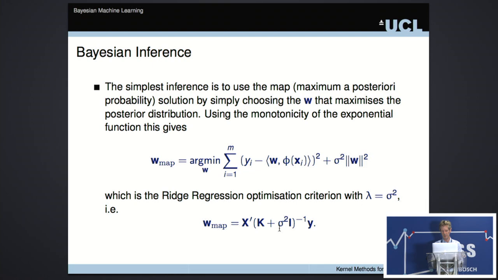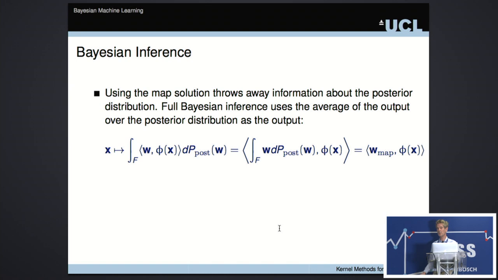However, Bayesian inference has a lot more to say than just that MAP solution. When we take the MAP solution, we're throwing away the information about the posterior distribution, which is a complete distribution. So full Bayesian inference would argue that you should use the average of the output over the posterior distribution rather than just use the MAP. So this would be what you would use as your output if you were using full Bayesian inference. It's the average of the outputs averaged through the posterior distribution.